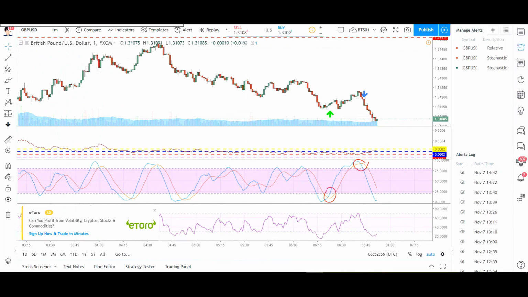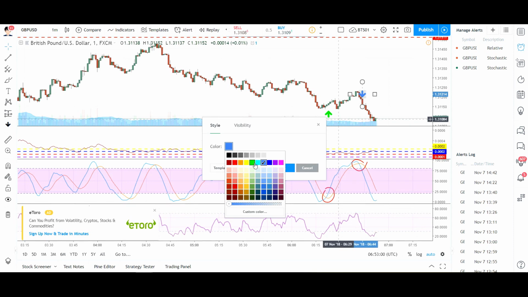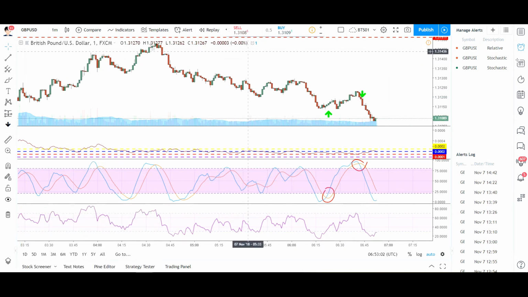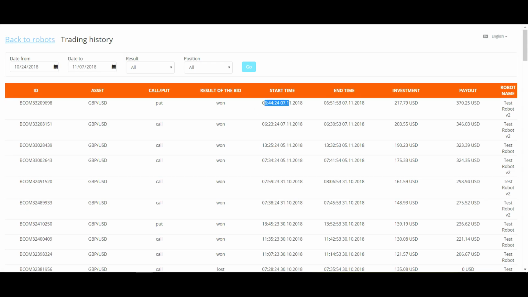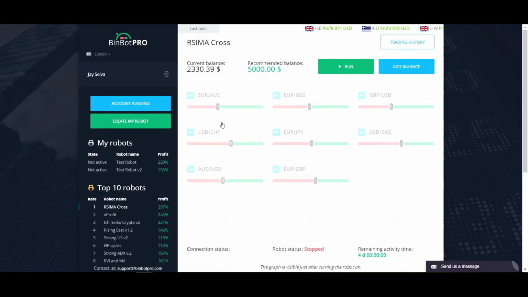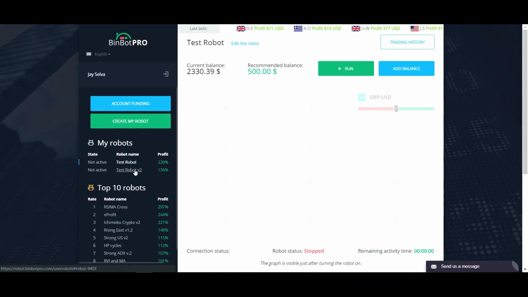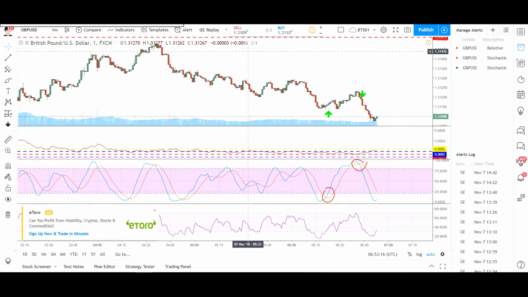Alright guys, I'm back. So clearly we have actually won this trade. Really awesome. There's a series of red candles, and you can see the trade history here. A nice put trade made by the Binbot Pro trading robot, and right now my balance is at $12,330.39. Alright guys, this is a good trade.